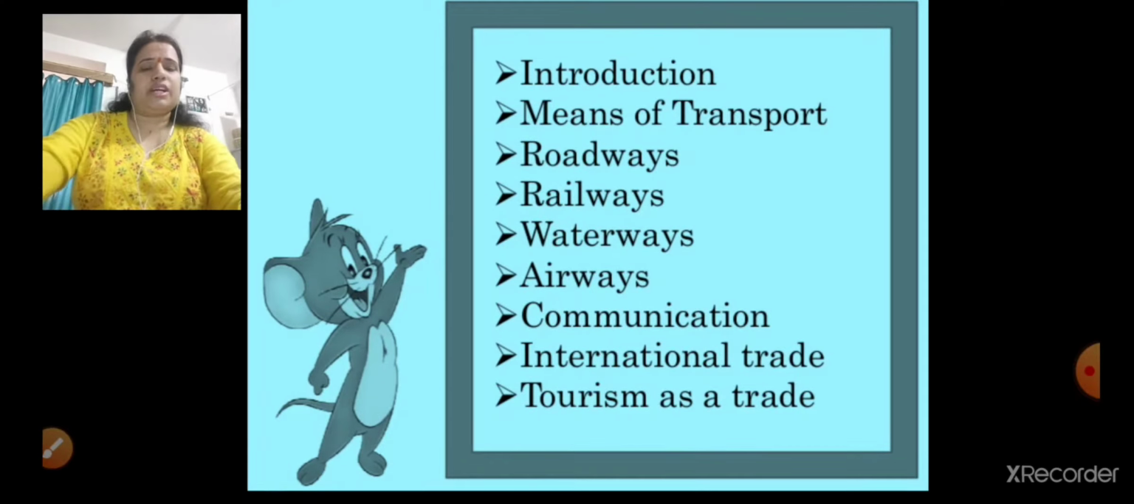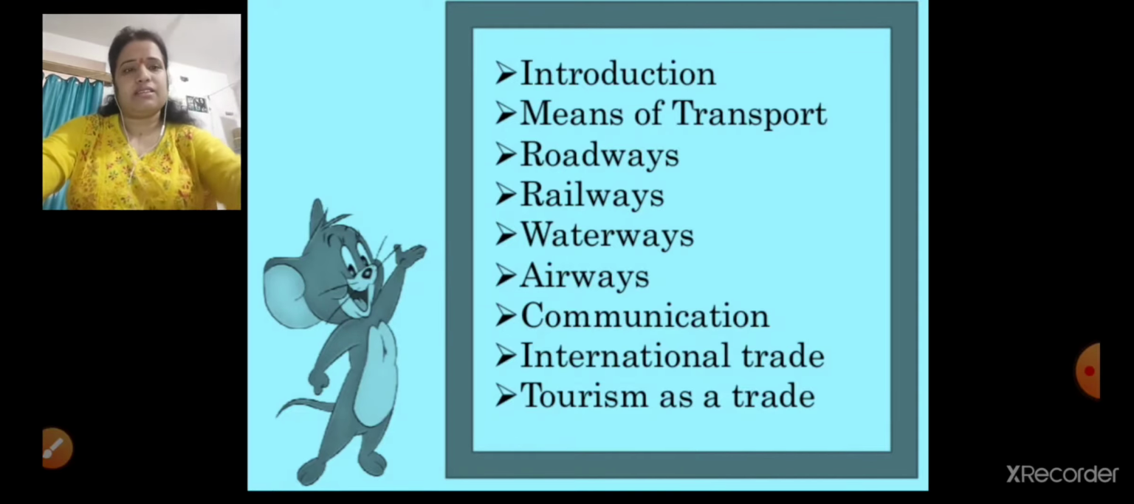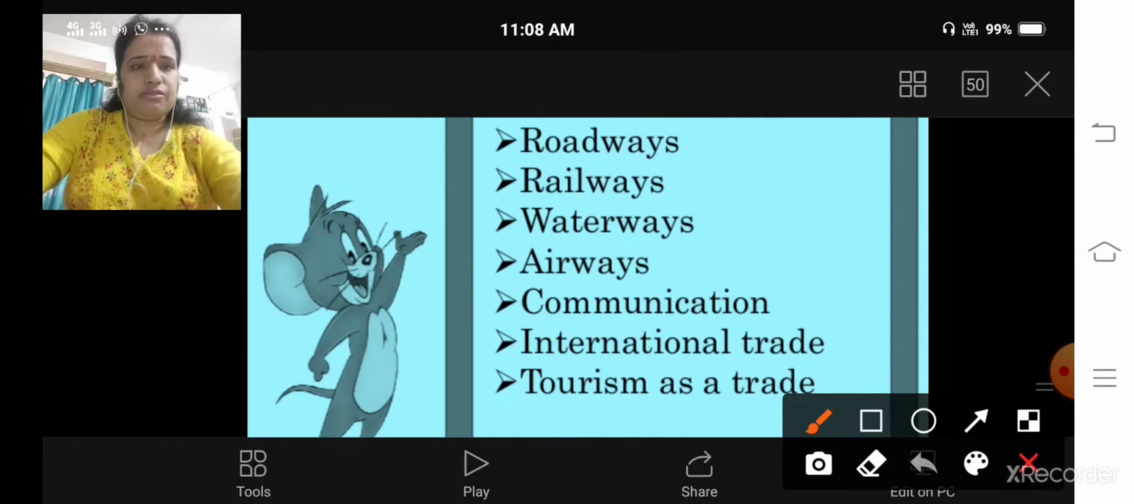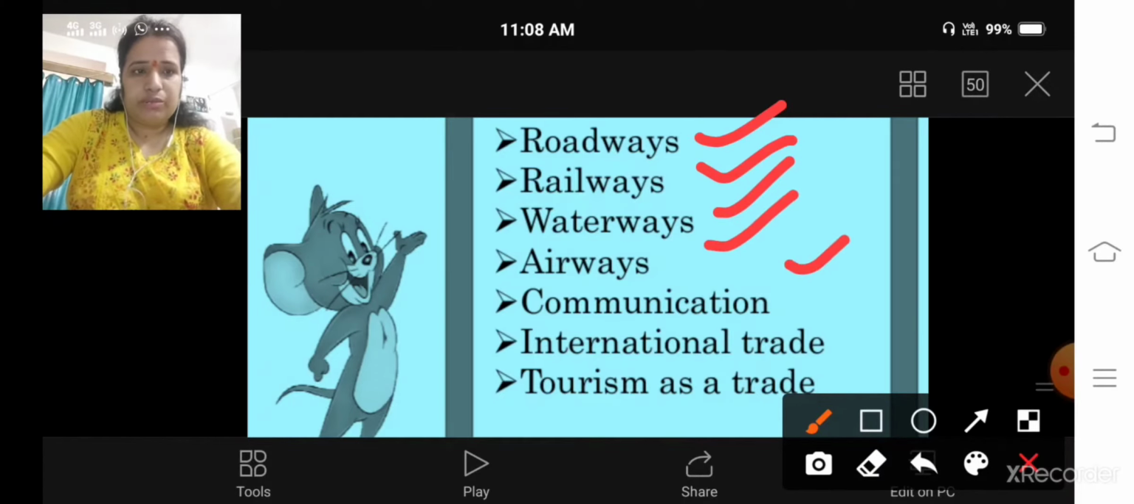So this is your introduction. In this chapter we will deal with the means of transportation: roadways, railways, waterways, airways, communication, and international trade. Tourism as a trade. So these are all the topics which we will cover in this chapter: roadways, railways, waterways, airways, communication, international trade, and tourism as a trade. Okay.